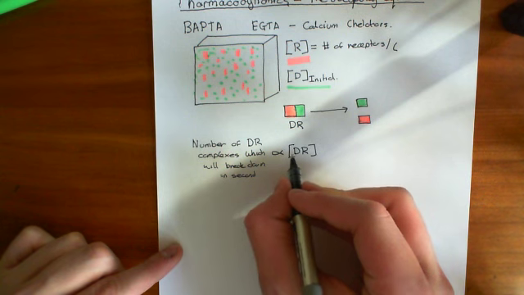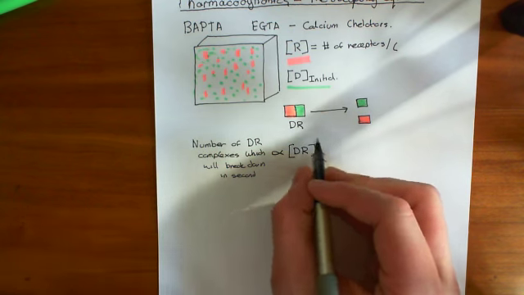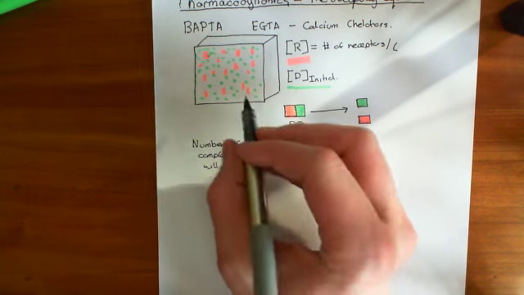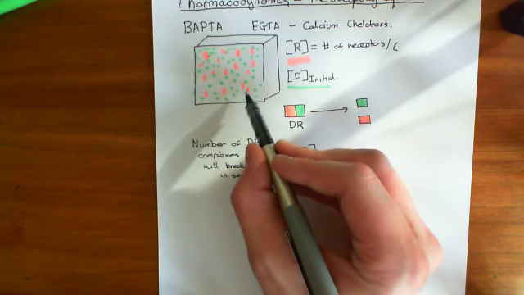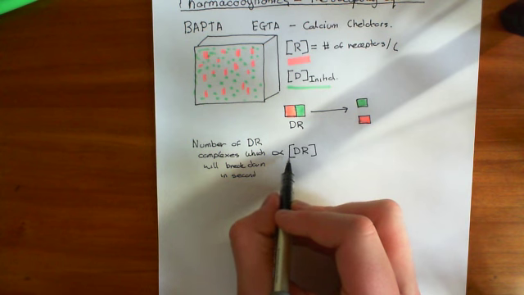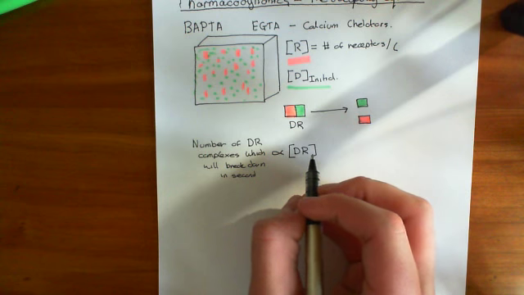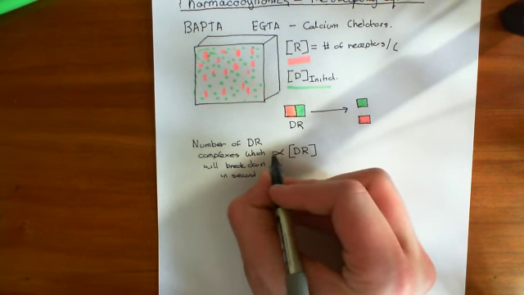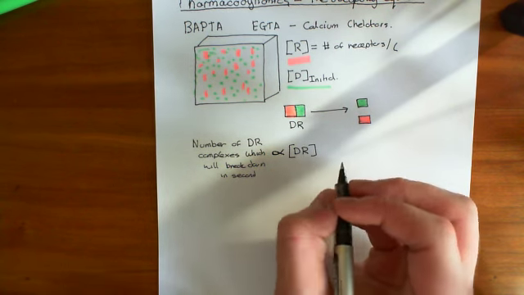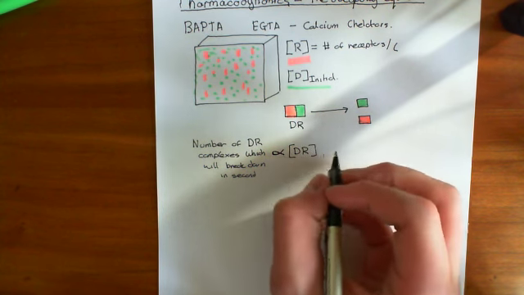So we can just think of the number as being the concentration of drug receptor complexes in this box. So basically, if you double the number of drug receptor complexes you've got in here, the number that will break down in a second is going to be twice as much. So that's why it's going to be proportional to the drug receptor complex concentration. Sorry, not directly proportional, but proportional. If it was directly proportional, that would mean the ratio between them is 1.